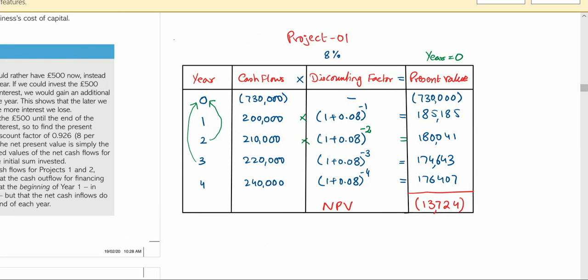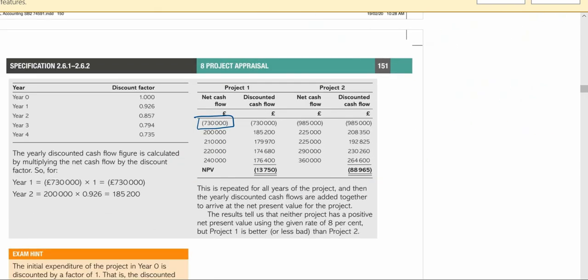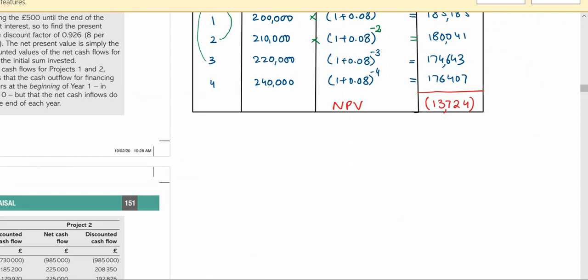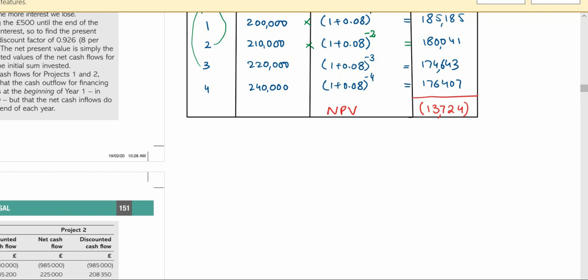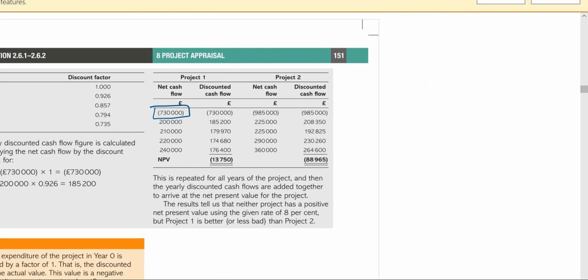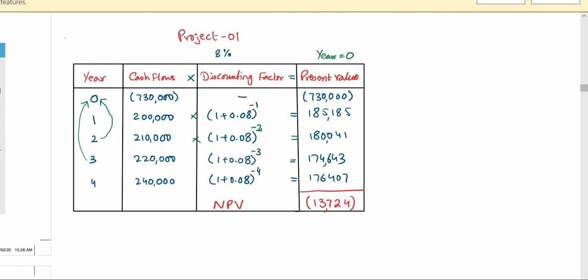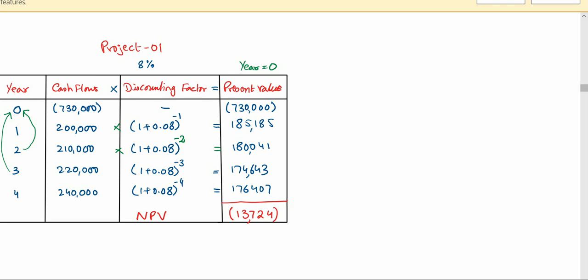Okay, negative 13,724, but here in the book it will be 13,750. So there is some rounding difference between the book answer and our answer. Okay, so you have to follow the same steps. Now you have to solve the net present value for project 2. Can you do this?